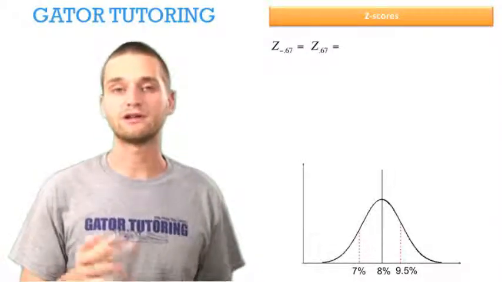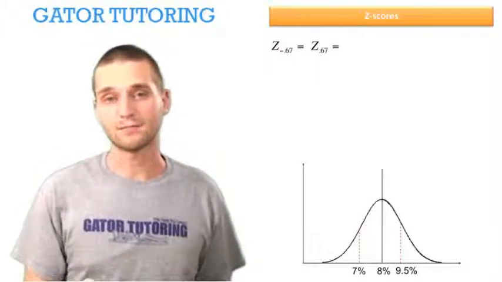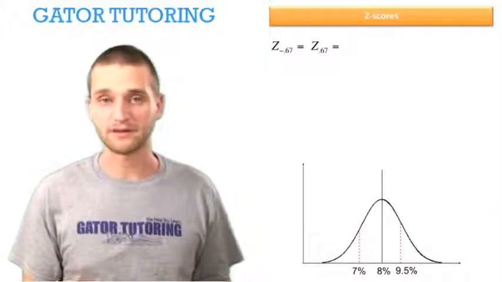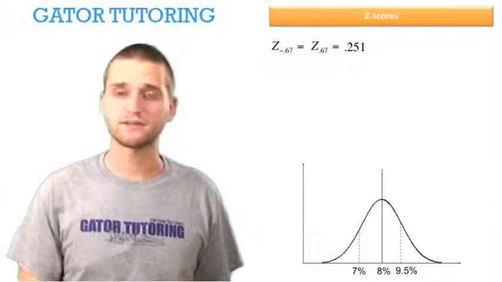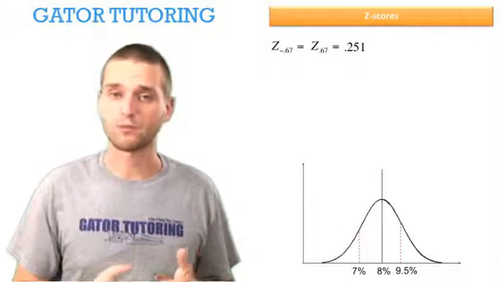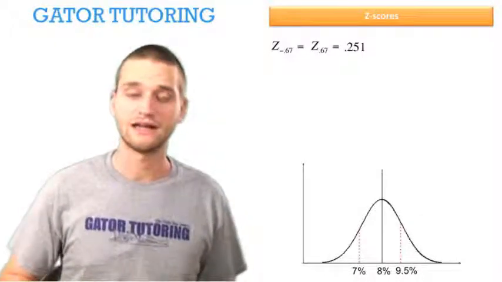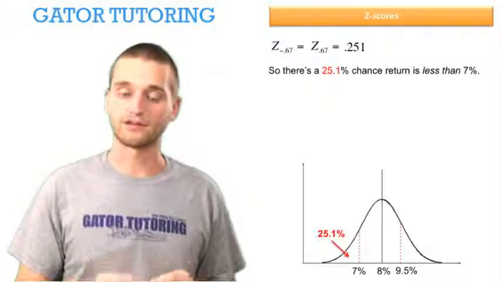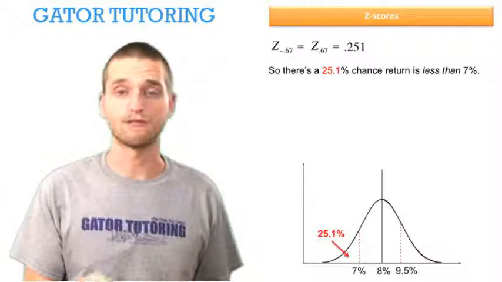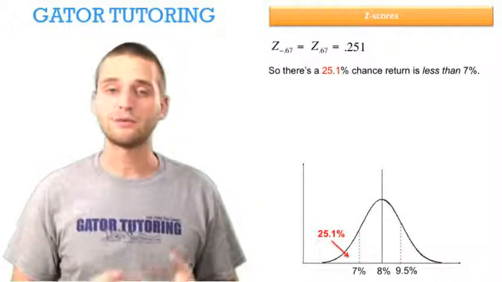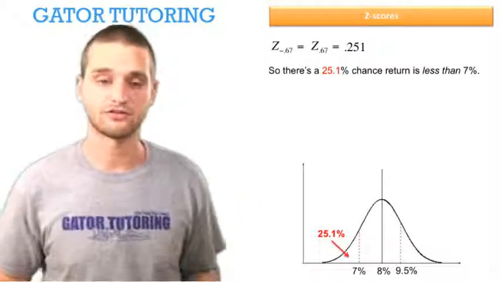So basically, if you ever need to use the fact that the normal distribution is symmetric and you change the sign of the z number, when you look up the probability, it switches from being an upper tail to a lower tail probability. So we look in our table and we see it's 0.251, 25.1% of the data is in the upper tail for a z number of positive 0.67. And again, this means that 25.1% of the data is in the lower tail when you look at the 7%, which has a z number of minus 0.67. So basically we know there's a 25.1% chance that return is going to be less than 7%.